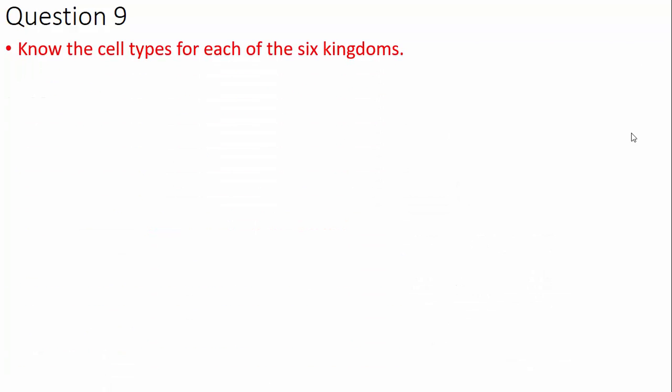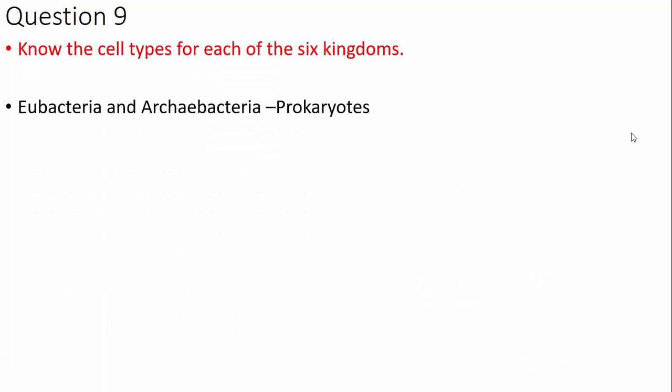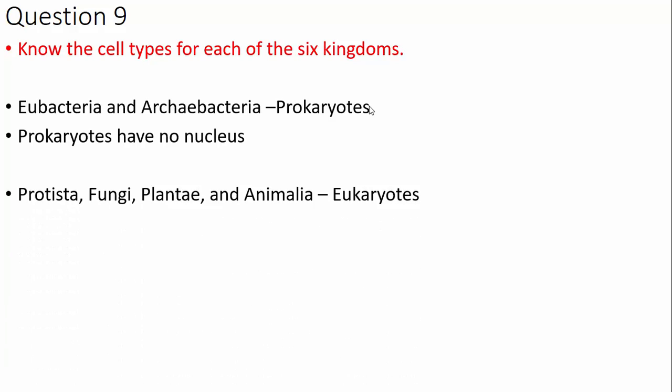Number 9, know the cell types for each of the 6 kingdoms. Well, you have eubacteria and archaebacteria. Those are prokaryotes. And if they're prokaryotic, we know they don't contain a nucleus. That's 2 of the 6 kingdoms. The other 4 kingdoms are protista, fungi, plantae, and animalia. And those are eukaryotes, and they have a nucleus.